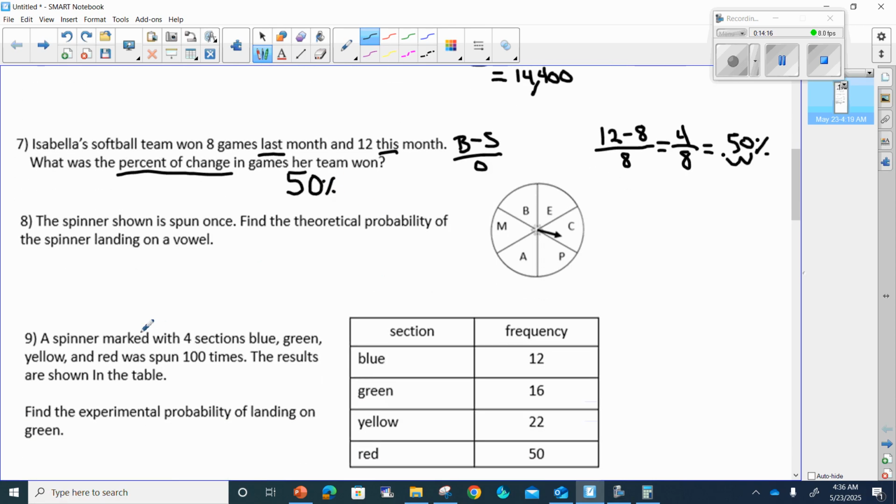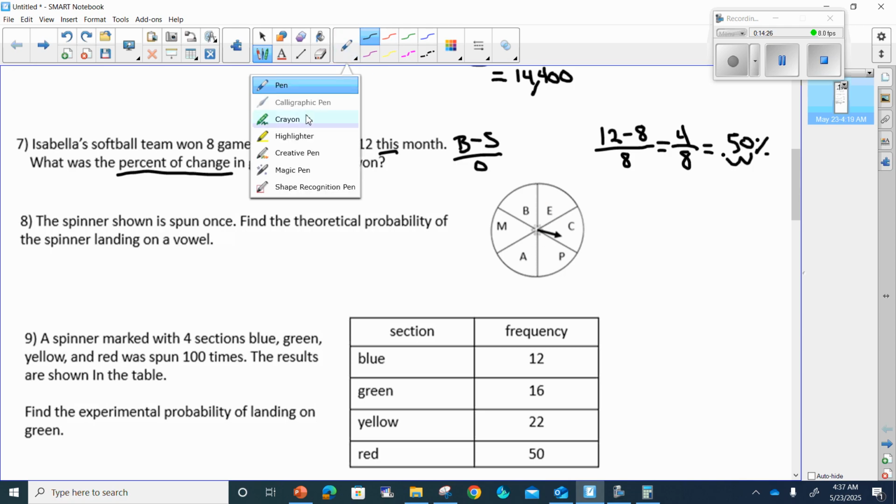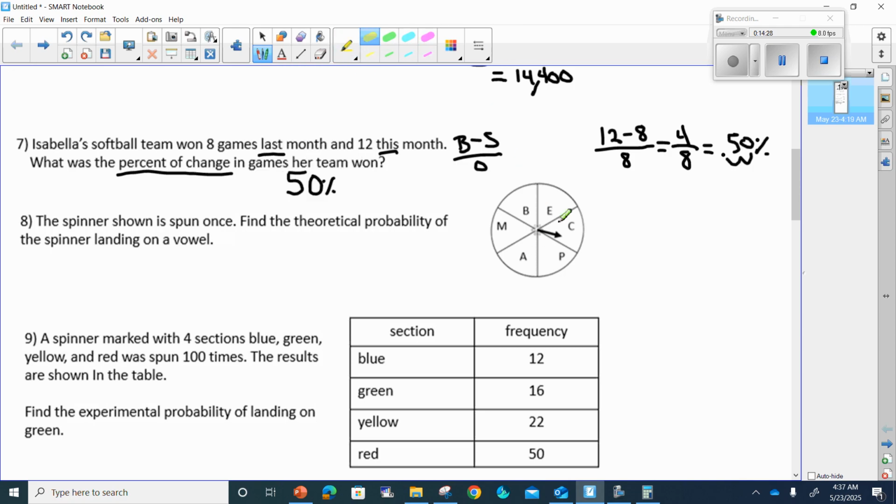Number 8 says the spinner shown is spun once. Find the theoretical probability of the spinner landing on a vowel. There are 2 vowels here. That's E and A. Remember our vowels is A, E, I, O, U. So that's 2 out of the 6. That can be written as 2 out of 6.